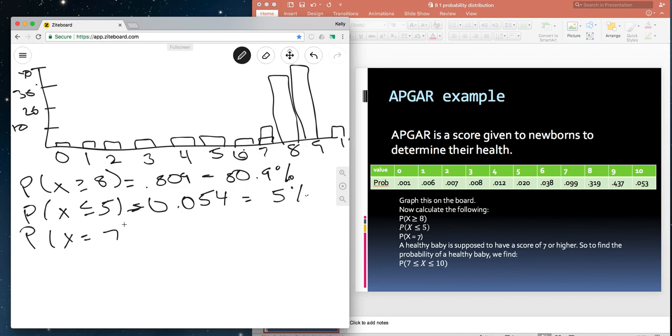Probability that x equals 7 is easy. You don't have to calculate anything. You just go to the chart and look down, and that's 0.099, or as a percent, that's 9.9%.